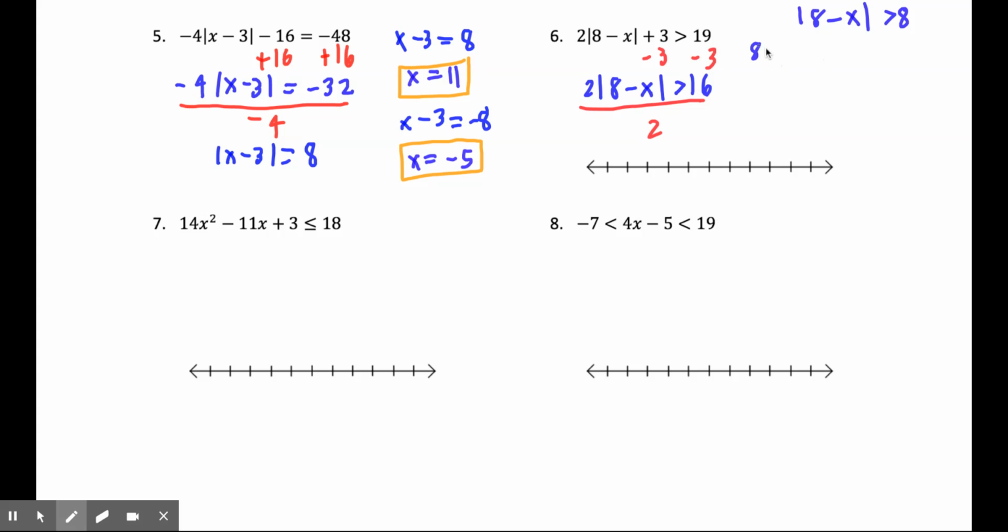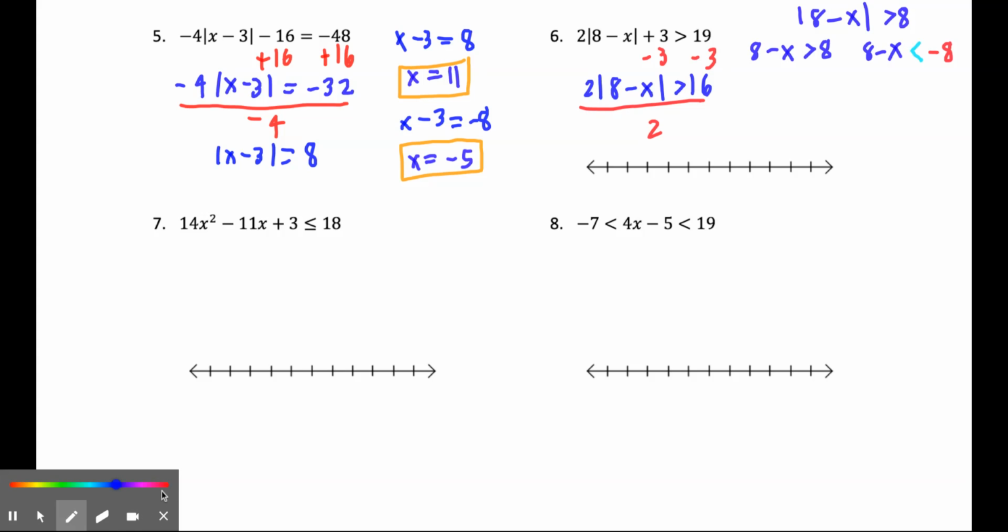So the first one is 8 minus x is greater than 8. And the other one is 8 minus x, and then you set it equal to -8 because it's an absolute value, but since you changed to -8, you also need to flip the sign. And then you solve each one.